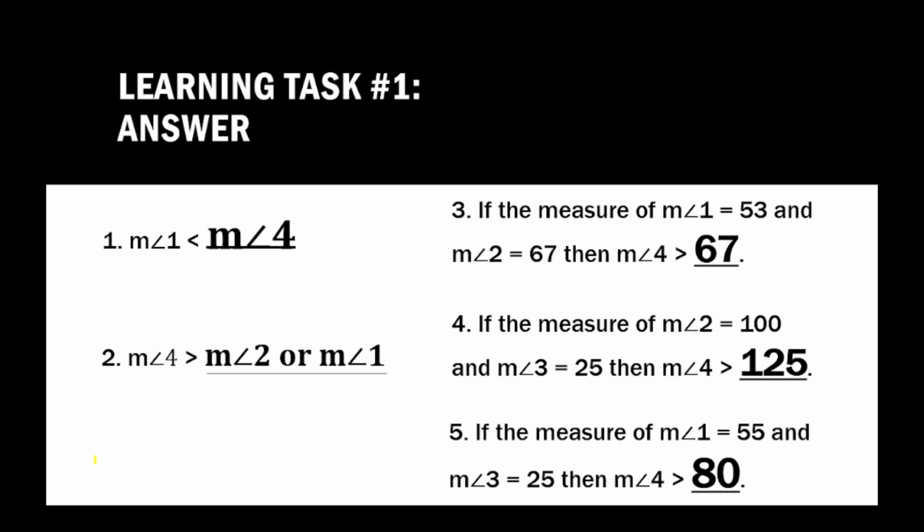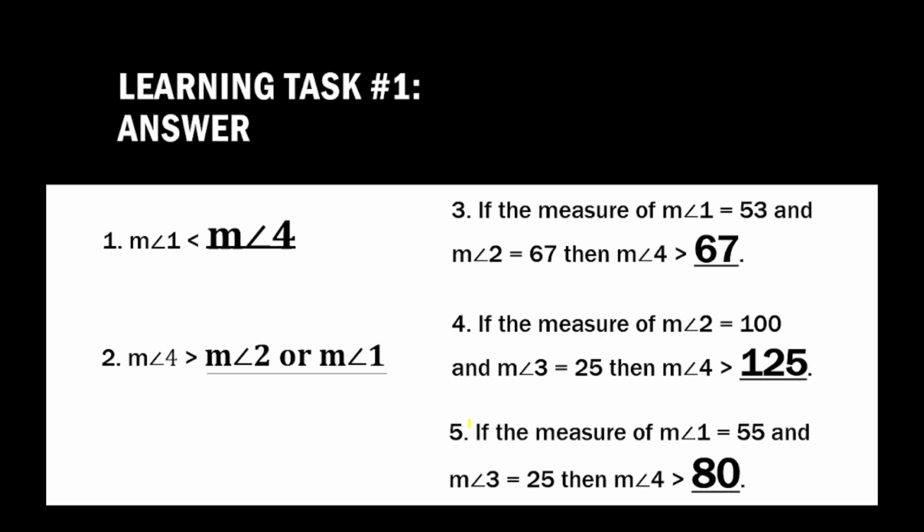Number 3, if the measure of angle 1 is equal to 53 and the measure of angle 2 is equal to 67, then the measure of angle 4 is greater than 67. So, dapat mas mataas siya dun sa 67 kasi yung dalawang ito, 1 and 2 ay remote interior na. Next, number 4, if the measure of angle 2 is equal to 100 and the measure of angle 3 is equal to 25, then the measure of angle 4 must be greater than 125. So, i-add mo lang yung 100 tsaka 25 kasi yung angle 3 ay kalinear pair ni angle 4.